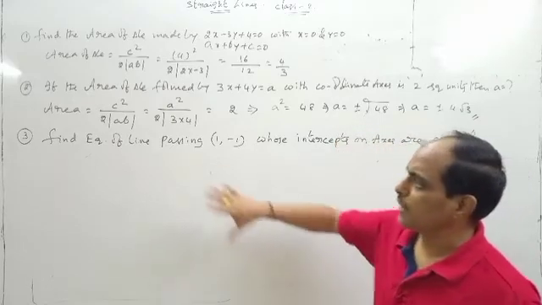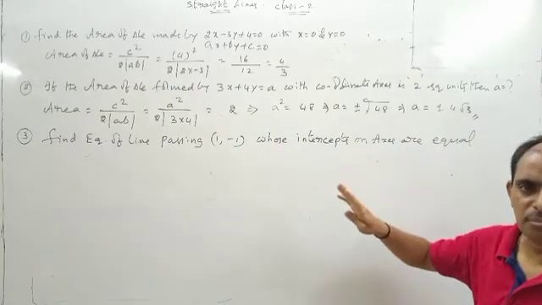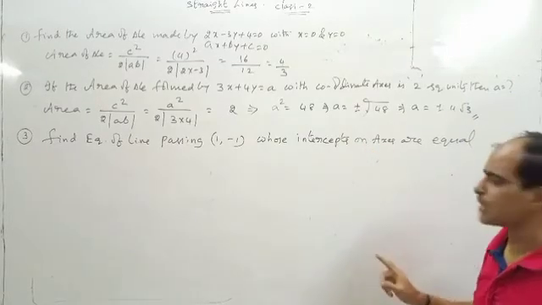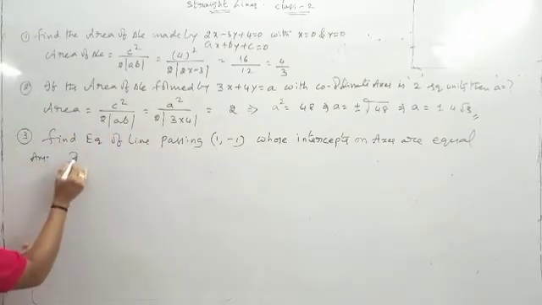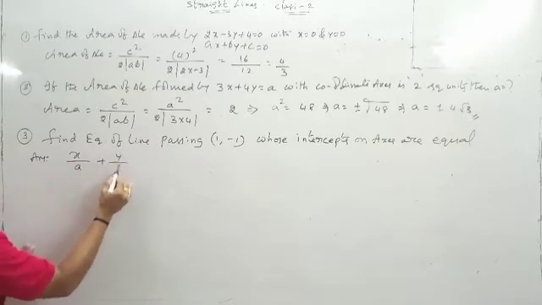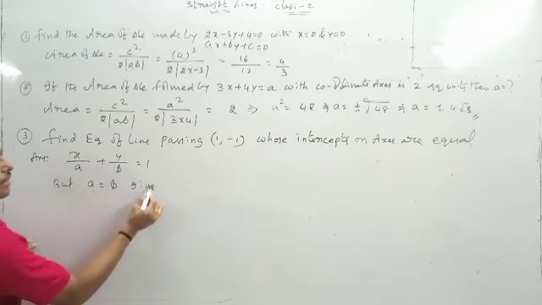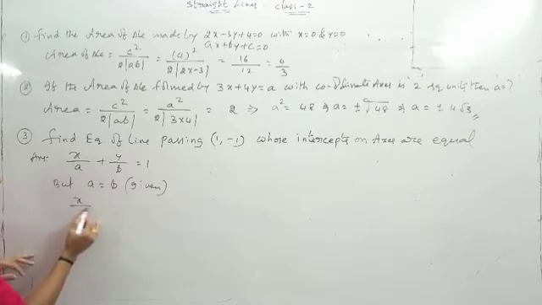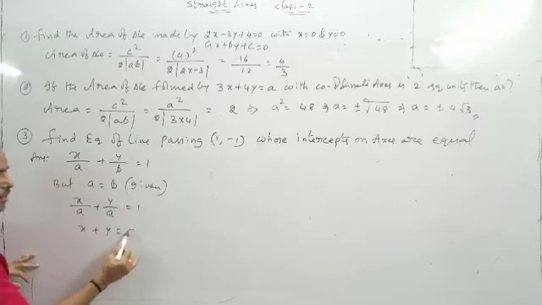Now what did they give in the question? Find the equation of the line whose intercepts, that is x intercept and y intercept, on axis. One is x axis, other one is y axis. So intercepts are the same. What is the equation of the line? Our assumption x by a plus y by b is equal to 1. But given a is equal to b, that is, given intercepts are equal. Now x by a plus y by a is equal to 1. Now x plus y is equal to a.